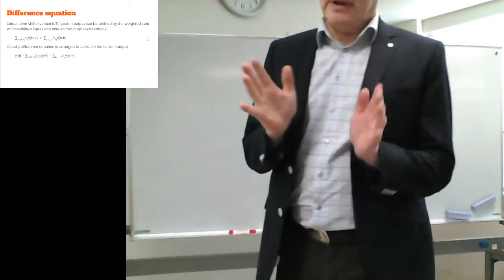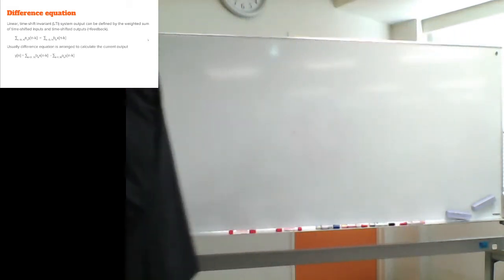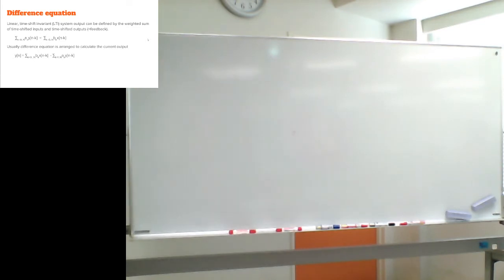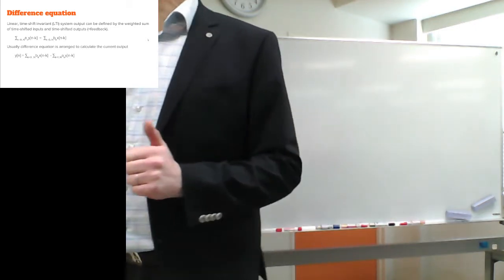Anyways, when you have this difference equation, it's very easy to find the transfer function, since you have exactly the same values. The system parameters are also shown in the transfer function.